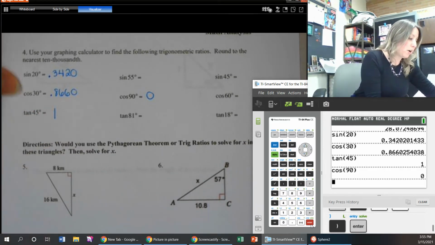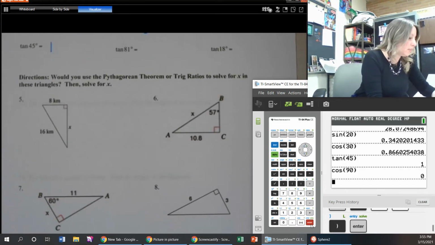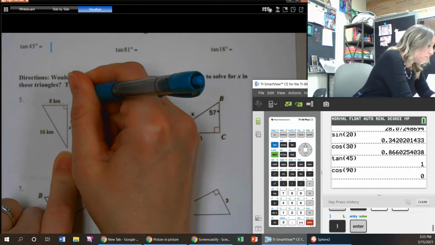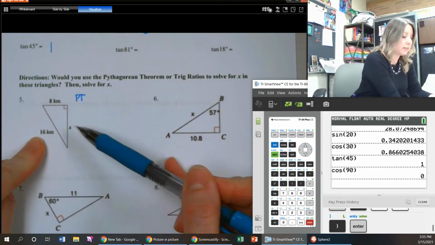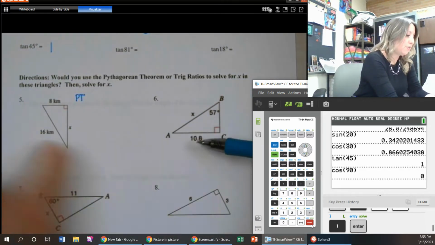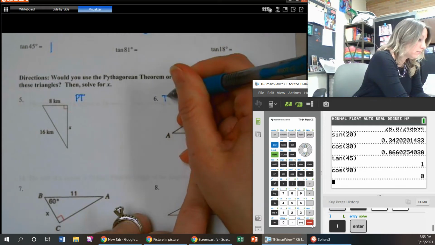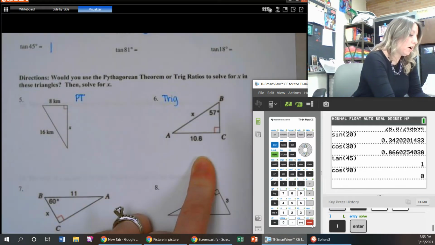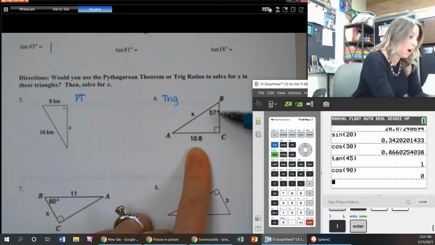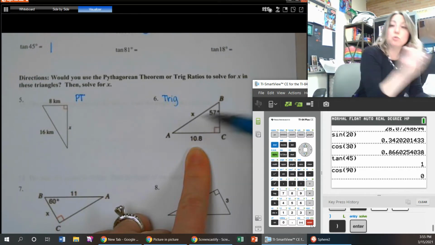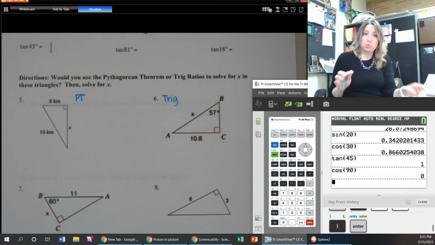So just a real quick, this is Pythagorean theorem because I know two sides and I'm asked for the third. This is trig because I know one side, I know an angle measure, I'm asked for a second side. So that's how I know the difference about which one to use, okay?